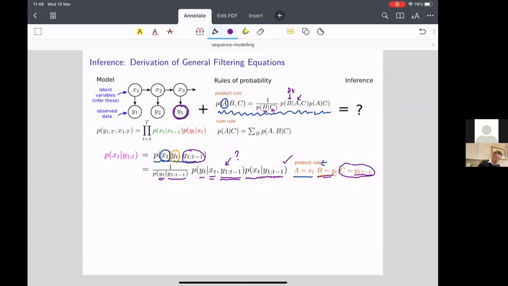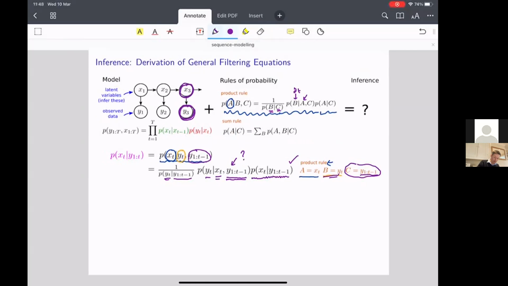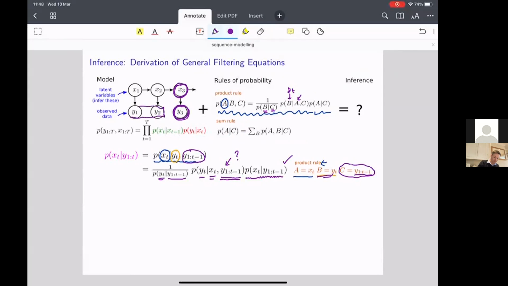But now we realize a really important fact: if we're interested in the value of y of t, let's say y3 here, without loss of generality, if we know what the value of x3 is, then there's no extra information in all of these y's here, because they only affect y3 through x3. So in other words, this distribution, p of y of t given x of t and y1 to t minus 1, is equal to just p of y of t given x of t.